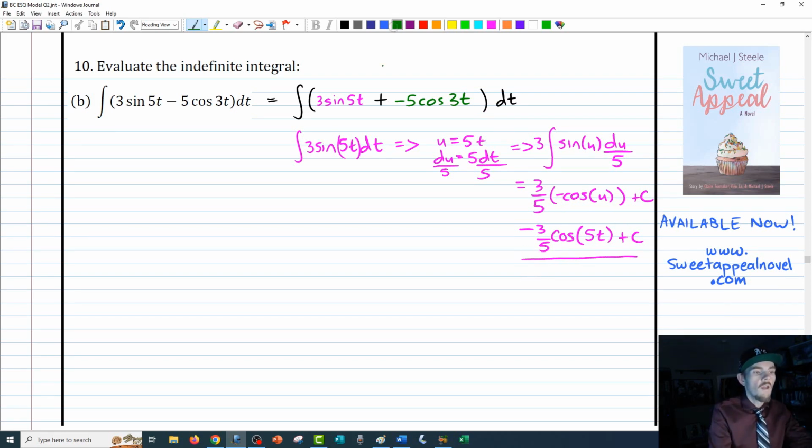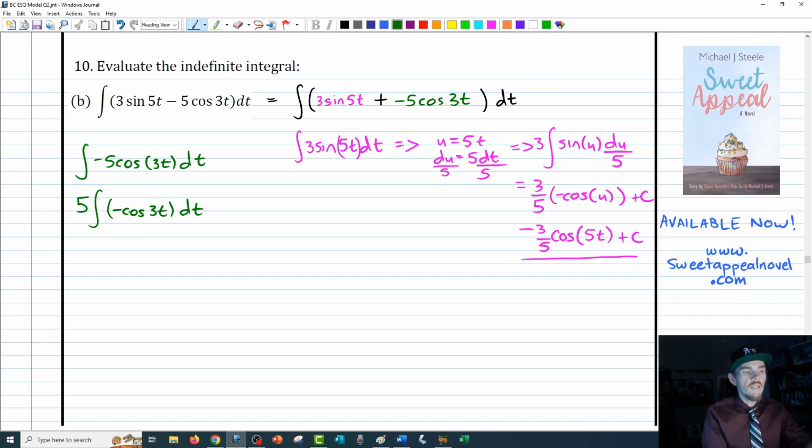So cool stuff. For the other one then, how would we do the integral of -5 cosine of 3t? Well, I'm going to make one little move just to make something clear. I'm going to pull out that 5, and I'll make this 5 times the integral of negative cosine of 3t dt. Now the reason I'm doing this is that I'm thinking to myself, what function has derivative negative cosine? And of course, the function that has derivative negative cosine is negative sine. So this will be negative 5 times the sine of something. But in particular, it's going to be negative 5 times the sine of 3t.